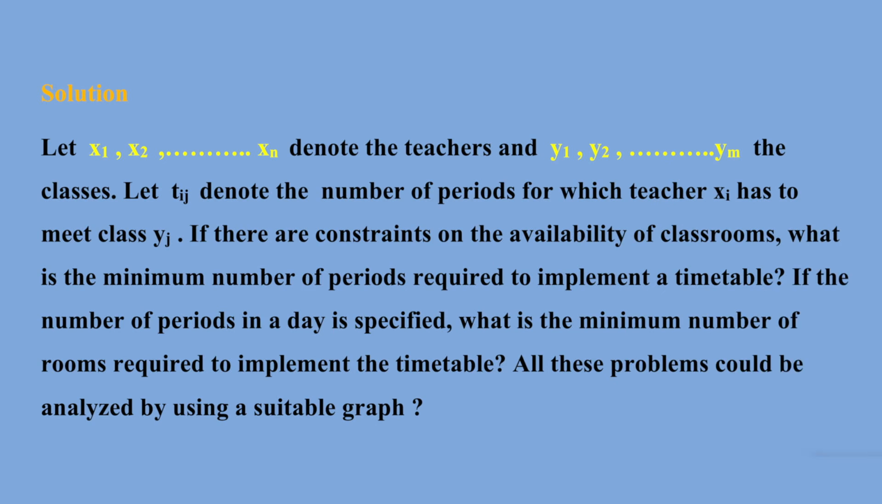For that, let x1, x2, etc., xn denote the teachers and y1, y2, etc., ym the classes. Let Tij denote the number of periods for which teacher xi has to meet class yj. If there are constraints on the availability of classrooms, what is the minimum number of periods required to implement a timetable? If the number of periods in a day is specified, what is the minimum number of rooms required to implement the timetable?